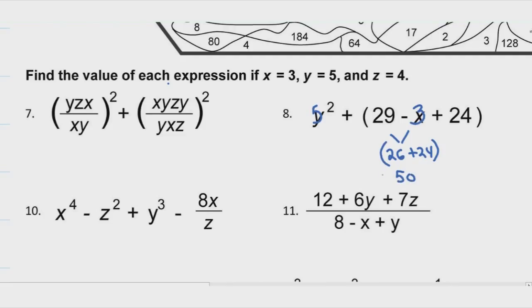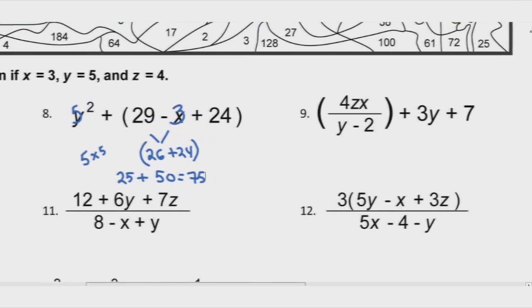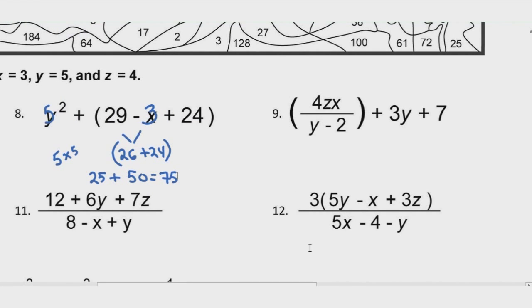And then we still had the exponent over here, and 5 times 5 equals 25. So we have 25 plus 50, and that equals 75. Problem number 9. Oof. We have multiplication, parentheses, division, adding, subtracting. I think we have almost everything but exponents.